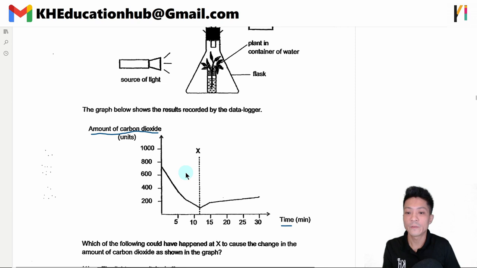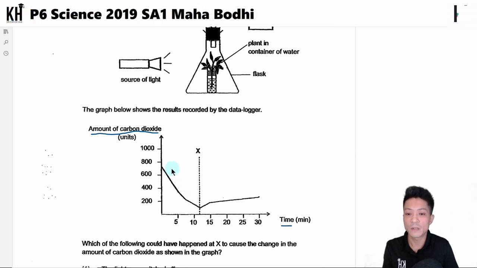Okay, so in the graph, in the first part of the graph, it shows that the carbon dioxide is decreasing, and then at point X, it increases, right?